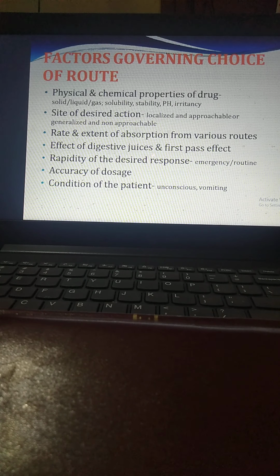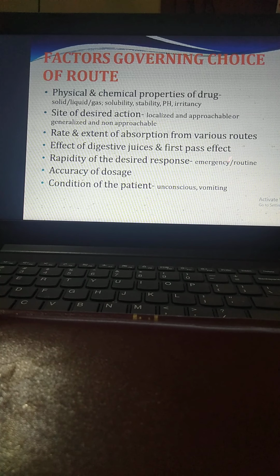So the effect of digestive juice and the first pass effect are there. These are the factors governing the choice of the routes. Rapidity of the desired response: for an emergency, you give dopamine. You should give it in an emergency because its half-life is very, very short. So half-life is also determined by these physical and chemical factors. Some drugs we do not give routinely in an emergency.